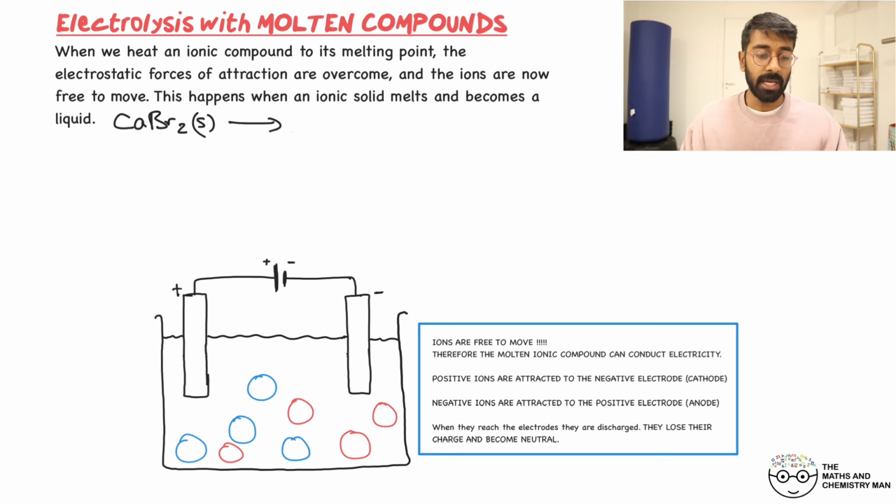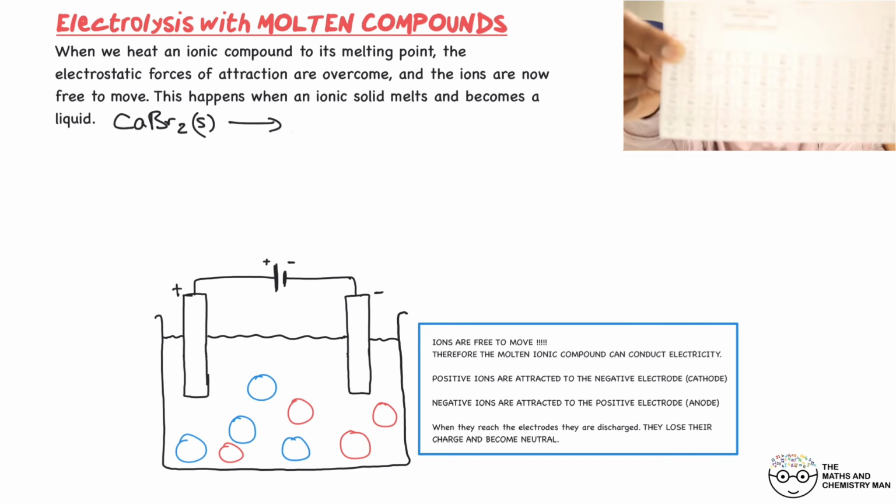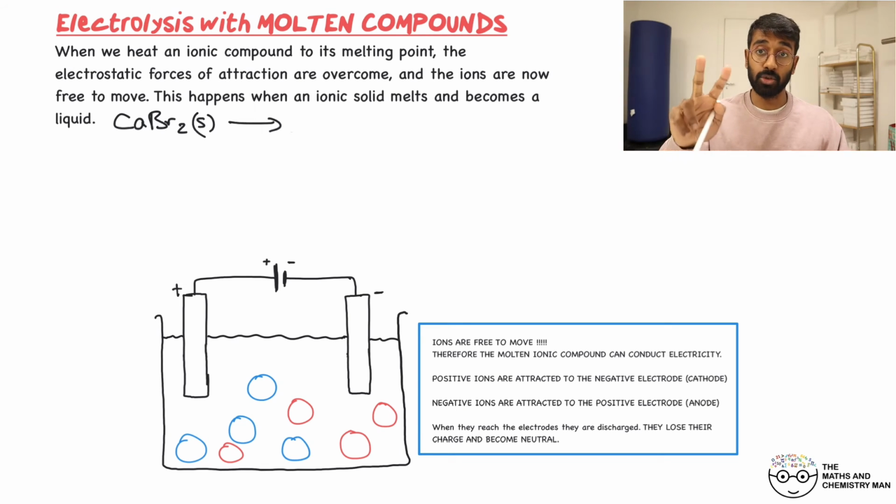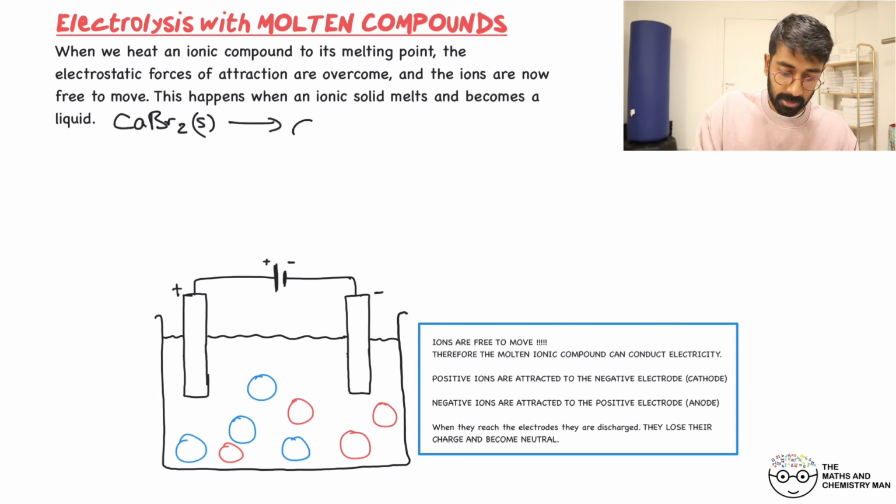Perfect. Here's one more. We've got calcium bromide, so CaBr2. You heat it up, what's going to happen? You know the drill, right? It's going to turn into ions. But if you're unsure with what ion is going to form, well, you can check out your periodic table. Calcium, where is it? Calcium is in group number 2, okay? And that means it's going to form a 2+ charge. So that's going to give you Ca with a 2+ charge.